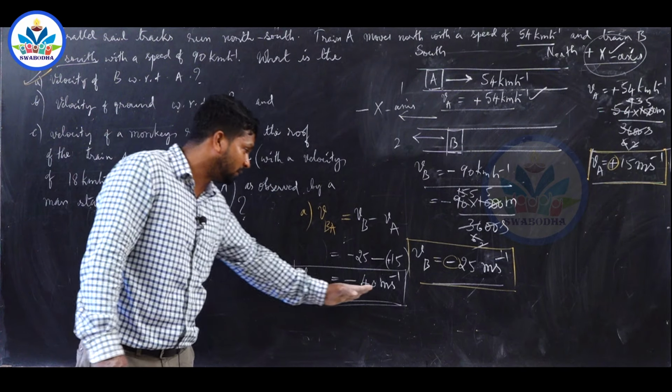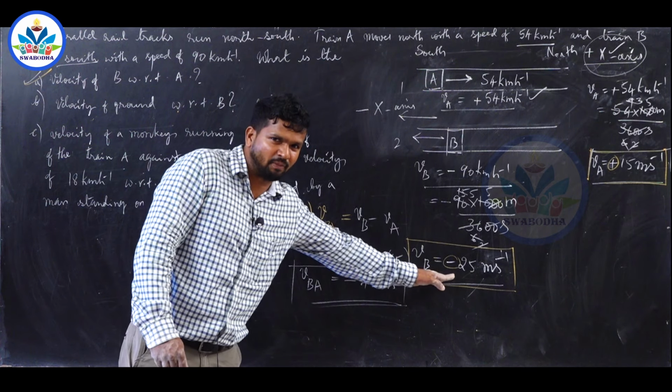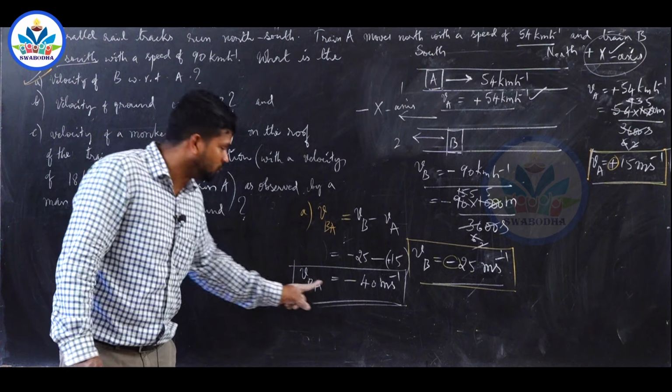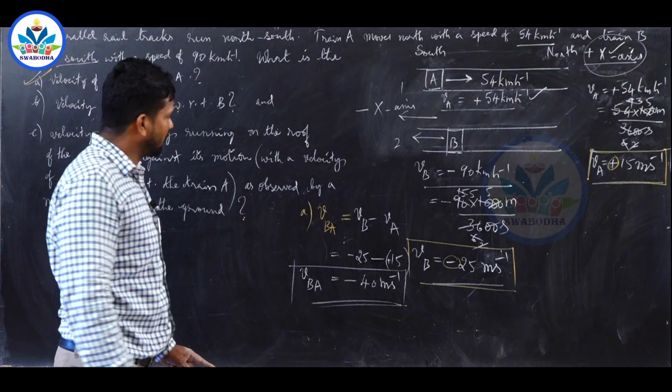See, VBA equals 40 meter per second. Even though train B moves with 20 meter per second, for an observer who is sitting in the train A, the train B moves with the higher speed, that is 40 meter per second, minus 40 meter per second.